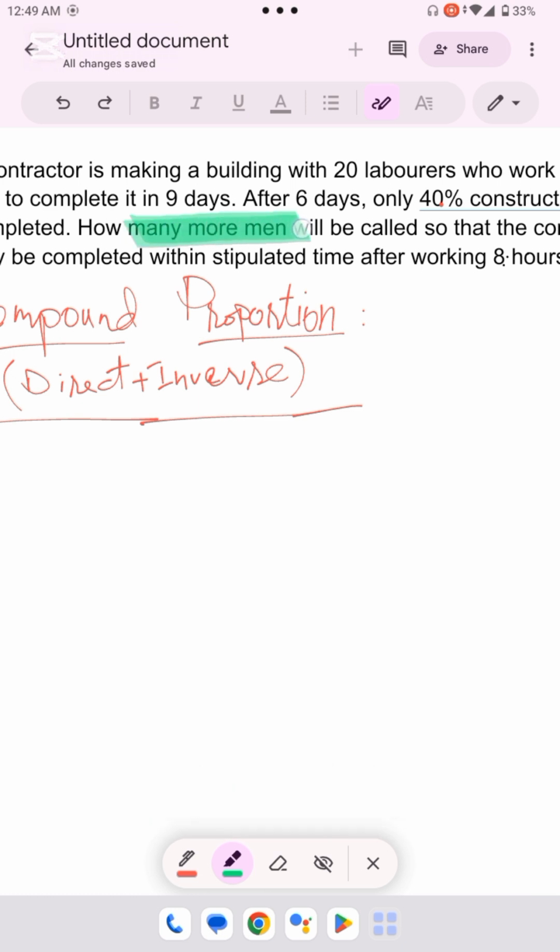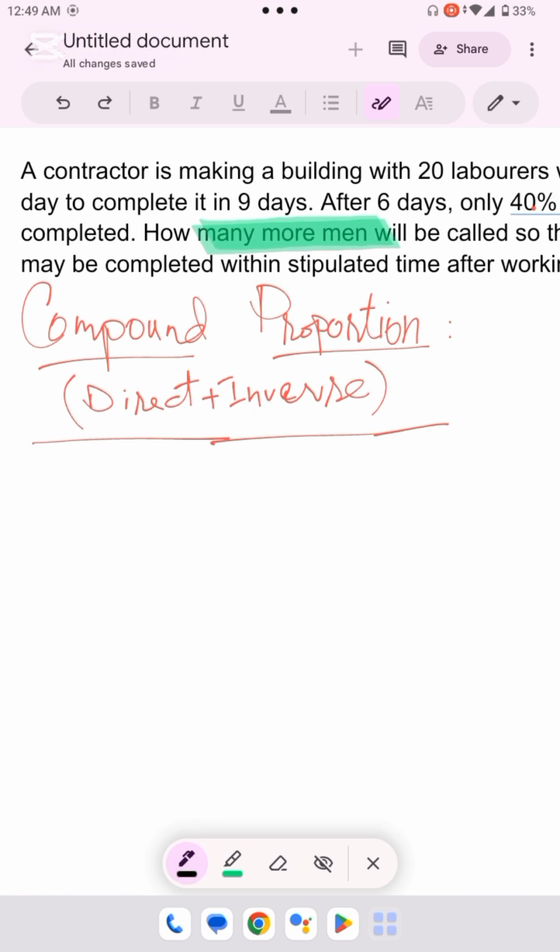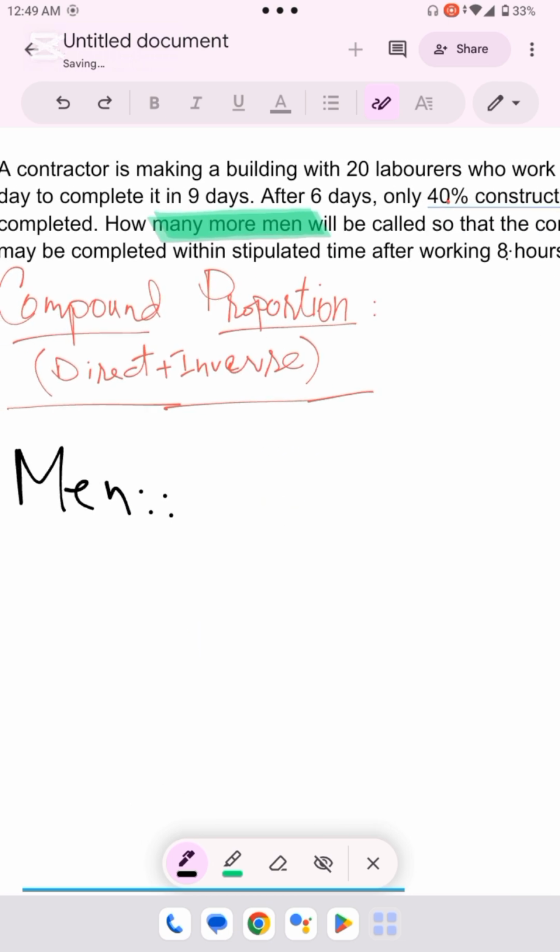Can you see clearly how many more men will be called? So men will be taken at the extreme left, and that would be the proportion sign, because you have more than two ratios there. That is why it is called a compound proportion. You can see the name, compound proportion. There would be direct proportion as well as inverse proportion.